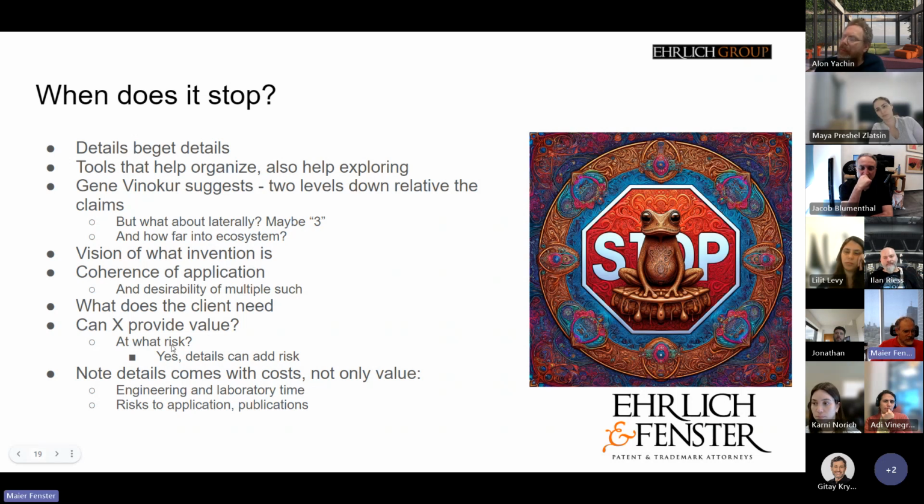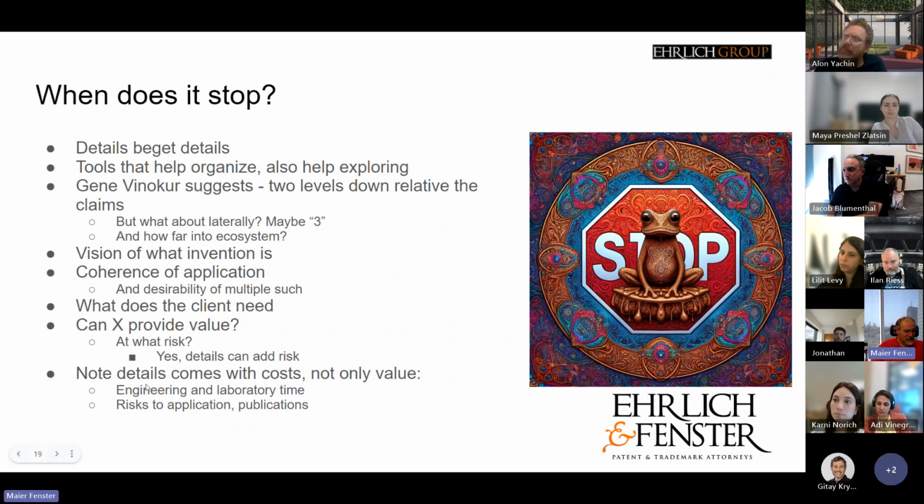Okay, and there's risk and there's costs. Risk can be you take away the plausibility of the invention, you make the application less readable to an examiner, as the details will interfere with the later filing. I can go on. In addition, there's a cost.